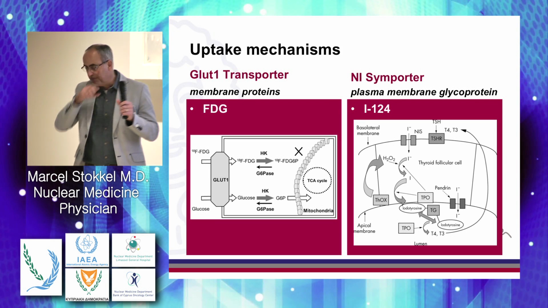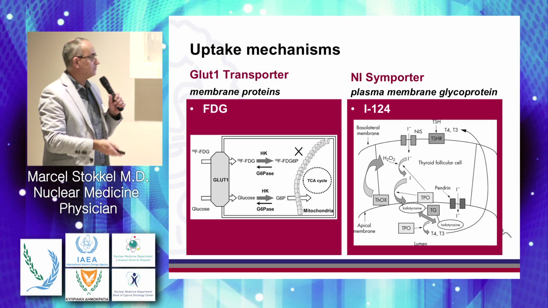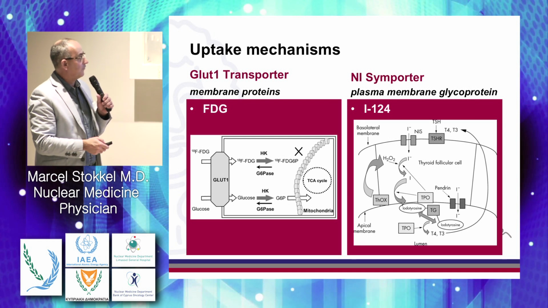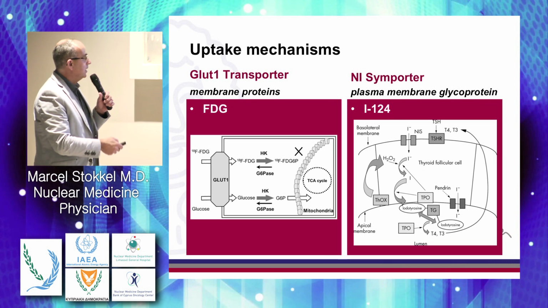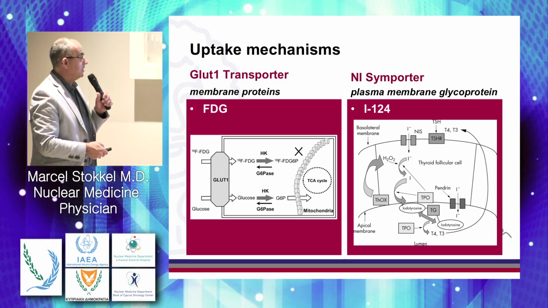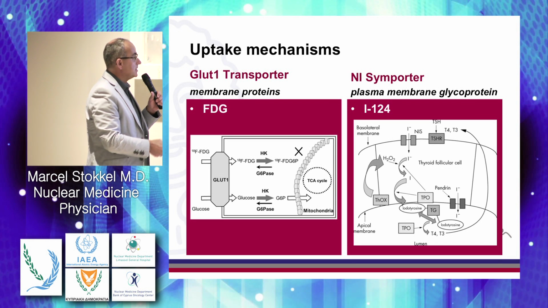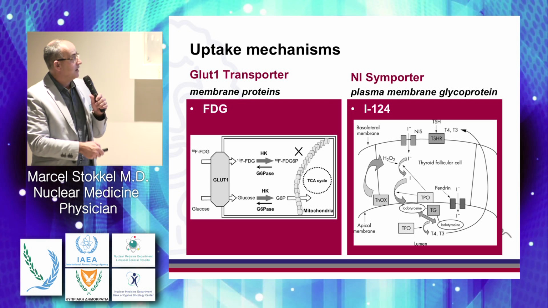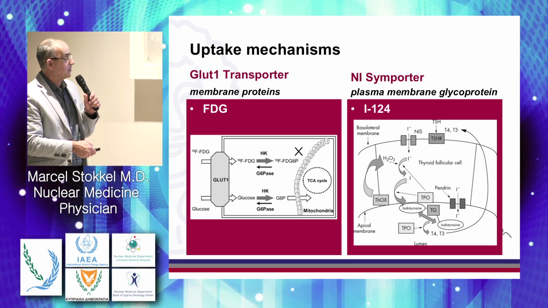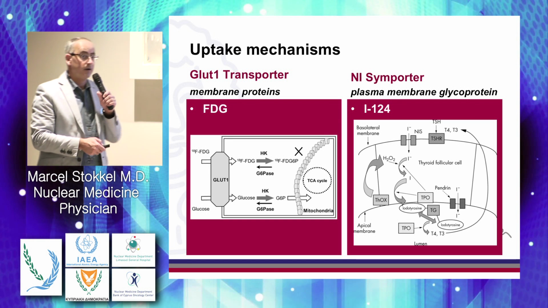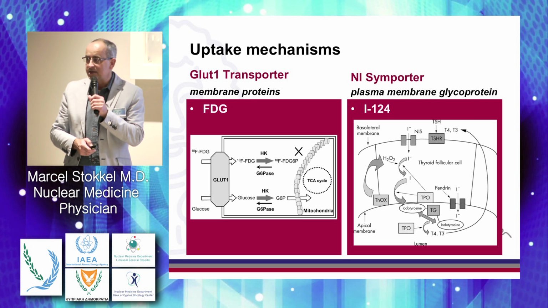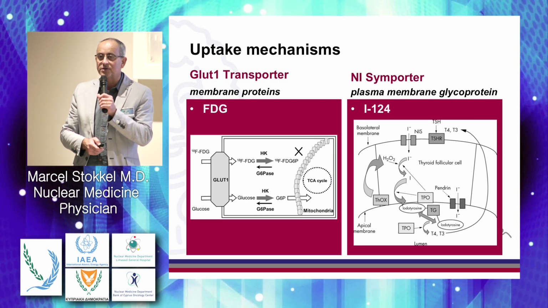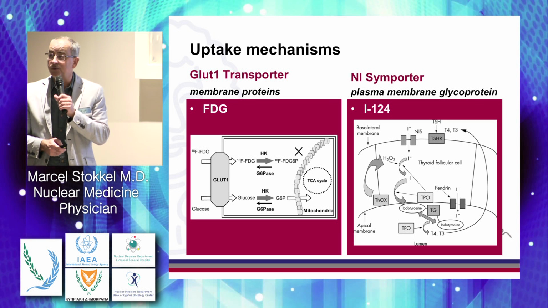When you look at the uptake mechanisms of both tracers, there are some common features of the FDG uptake and iodine 124 uptake in thyroid cells. FDG, as you all know, is taken up by the glucose transporter. It is comparable to glucose uptake, and after the first enzymatic step, it is trapped, in contrast to glucose, which goes further into the metabolic pathway. Highly important, the FDG uptake can be stimulated by insulin, and the higher the insulin levels, the higher the uptake will be in normal tissue.